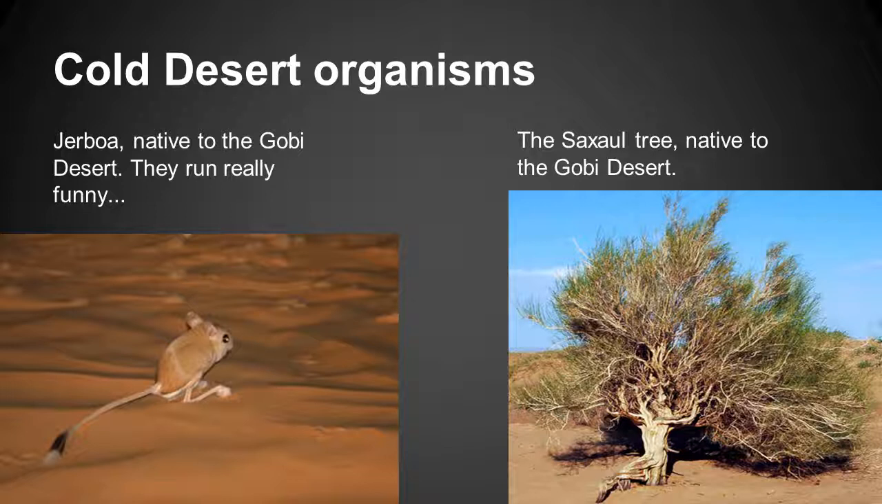Finally, cold deserts. An animal from a cold desert is a neat little creature called a jerboa. They are native to the Gobi Desert. Jerboas are nocturnal, so they only come out at night. This is due to the nights being cooler. They also live in burrows during the day for the same reason, to keep cool. They have really cool hind legs like a kangaroo, which allow them to jump high and run as fast as 15 miles per hour. A plant from a cold desert is the saxaul tree. It is able to retain moisture behind its bark, effectively storing water for use.